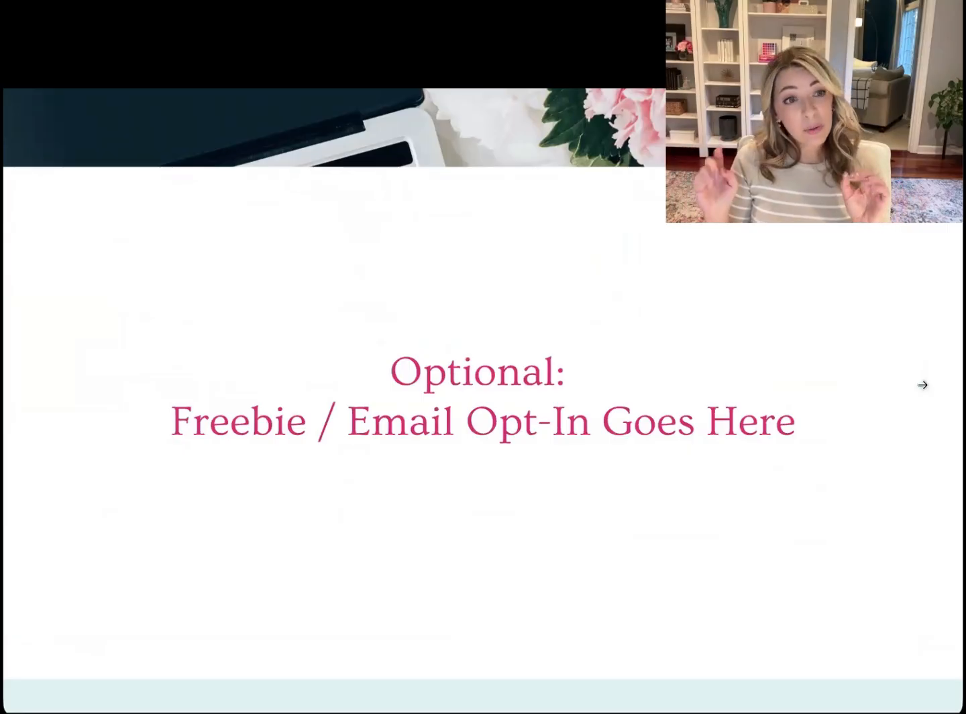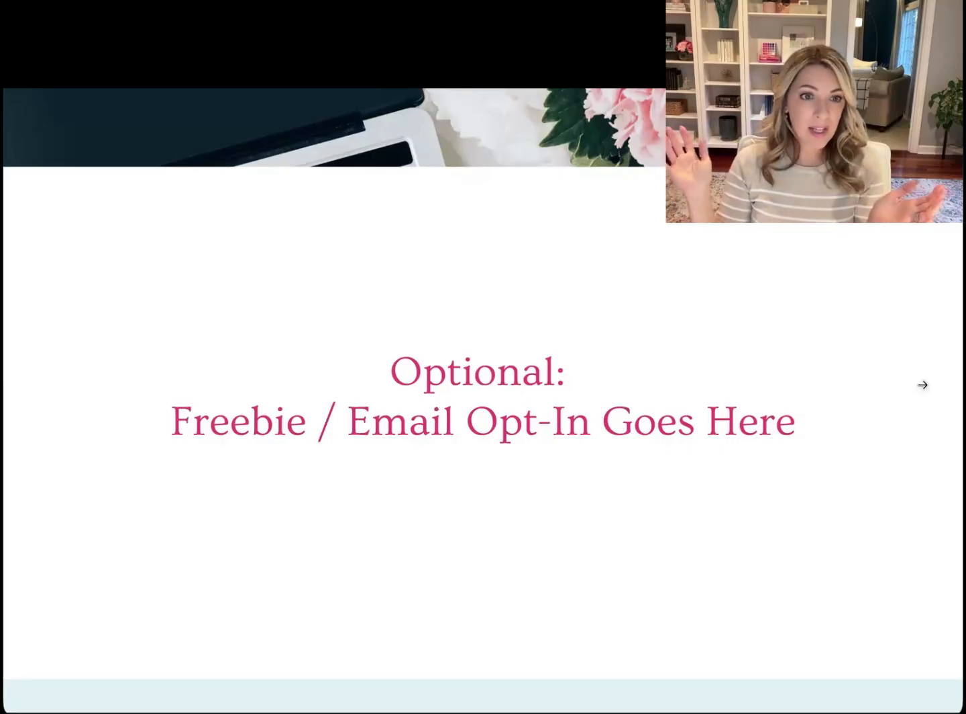Now, if you do have a freebie to get on your mailing list, I would put it in this section. So after your social proof, the freebie opt-in, before our final section, which will be the call to action section next. If you don't have one yet, that's okay. But if you do, this is where I would put it.